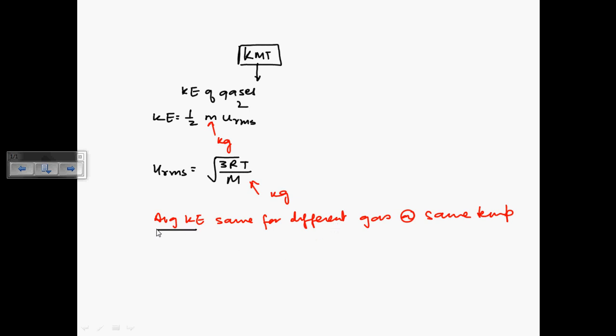Also, because average kinetic energies are the same, if you have two samples, let's say at 20 degrees you have hydrogen and argon, will their particles be moving at the same average speed? No. Hydrogen particles will be moving faster because they are lighter as compared to argon. Okay, so keep these things in mind.